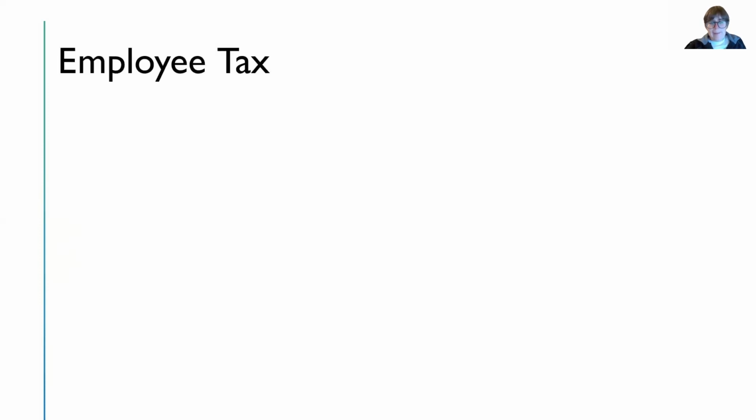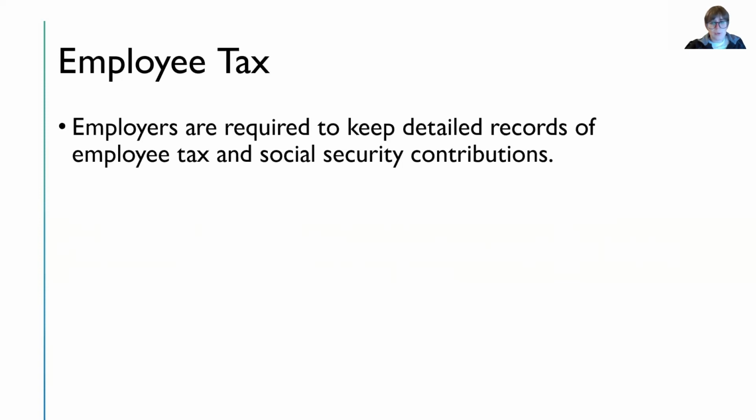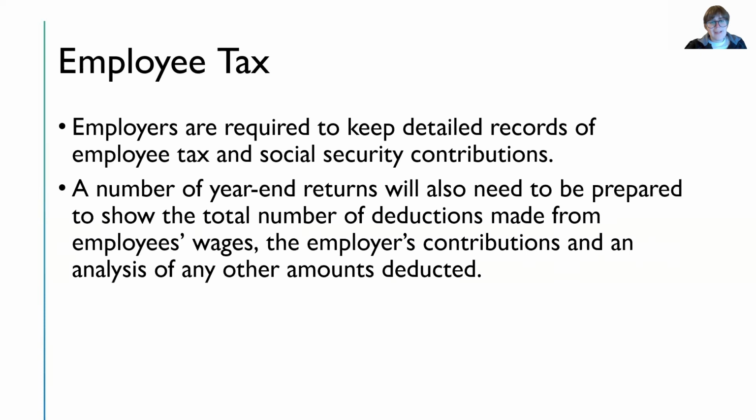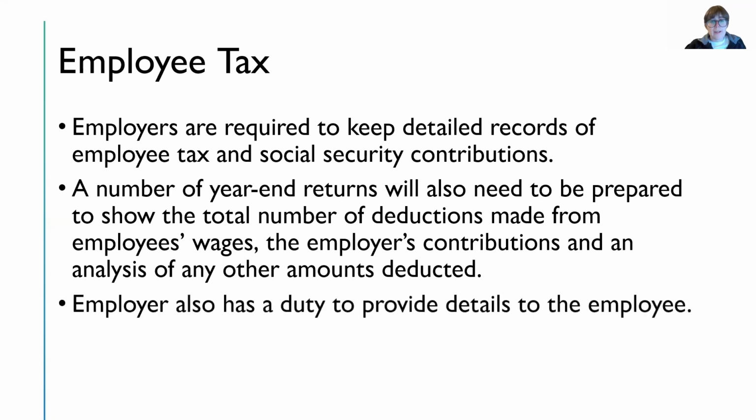Employee tax. Employers are required to keep detailed records of employee tax and social security contributions. So with this, a number of year-end returns are also going to be needed to be prepared, showing the total number of deductions made from an employee's wage, employer's contributions, and analysis of any other amounts that have been deducted from such. It is important that this is kept not just for HMRC, but at any point an employee may well ask for those details to be provided, and you would have to have that information at hand to give to them.